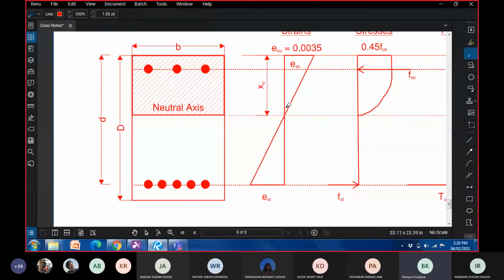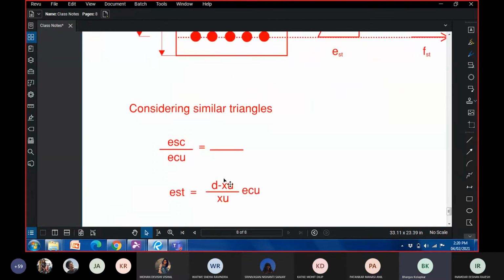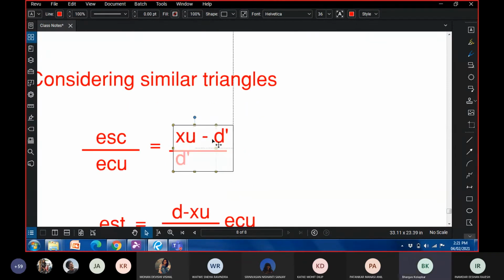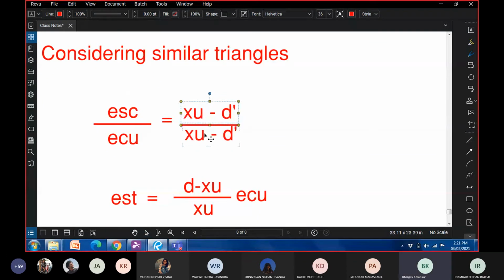Meaning that we are considering these two triangles. The first one is this smaller one, and the second one is this. So what should be epsilon Sc upon epsilon Cu? It will be XU minus D dash upon XU. Yes, correct. So this should be XU minus D dash on XU.